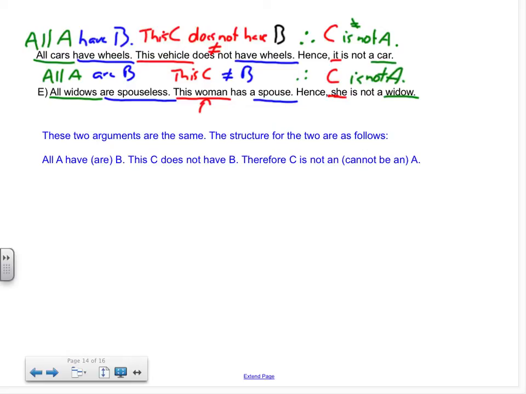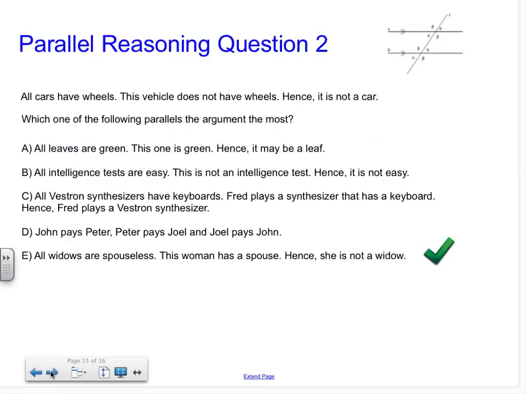So to conclude, these two arguments are the same. The structure for the two is as follows. All A are B. This C does not have B, therefore C cannot be an A. The content of the arguments is very different. One is talking about cars and one is talking about widows being spouseless or having a spouse, but the lines of reasoning are parallel. And just to summarize, E was our correct answer choice in parallel reasoning question 2.